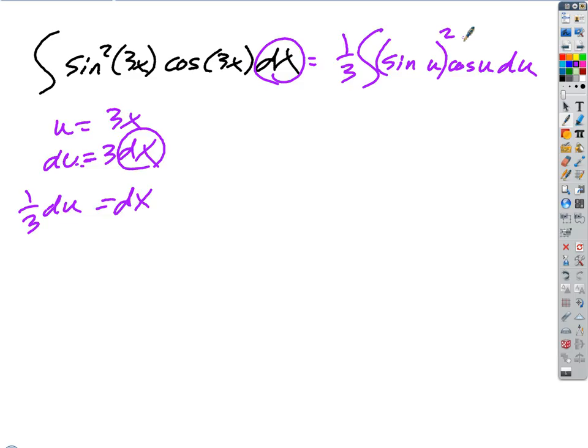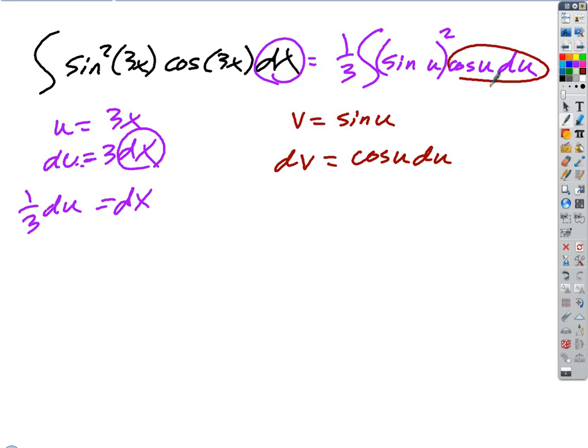So what might our next substitution be? We'll call it a v substitution. Just sine u, right? So if we make the substitution v equals sine u, what's dv? Cosine u du, right? Does that make sense? Okay, well, look at that. There's a dv, isn't it?